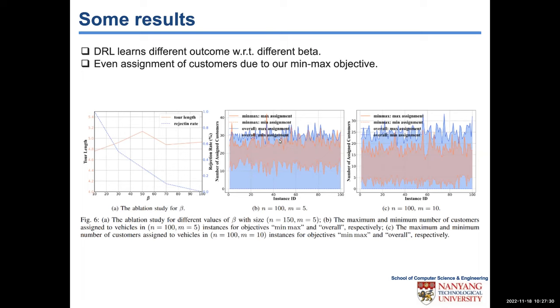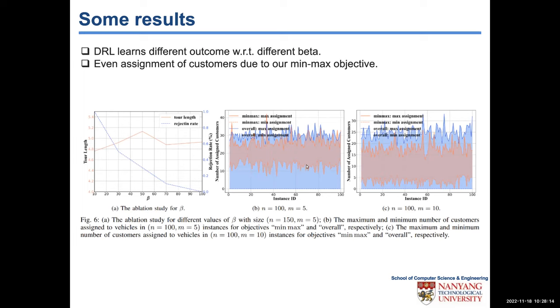The blue part is the number of assigned customers for the overall objective, and the orange part is the number of assigned customers for the min-max objective. As you can see, for the overall objective, some salesmen got zero assignments, and some salesmen got a very large number of assignments. So this is very imbalanced. However, for the min-max problem, because we want to minimize the worst case, each salesman got assignments, and the customers are distributed more evenly.